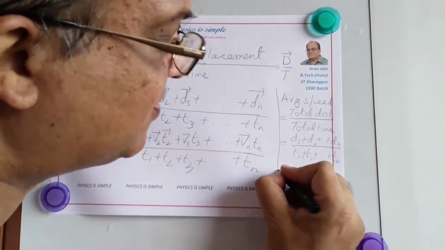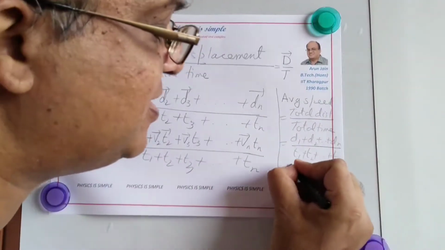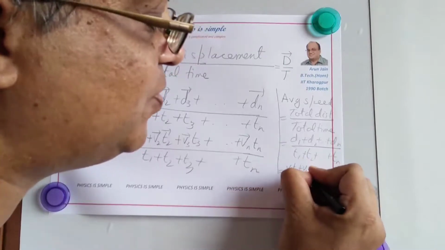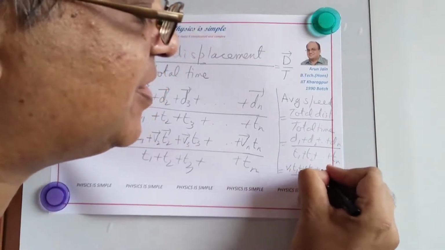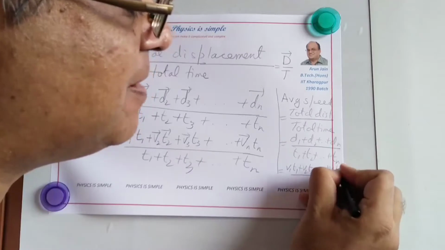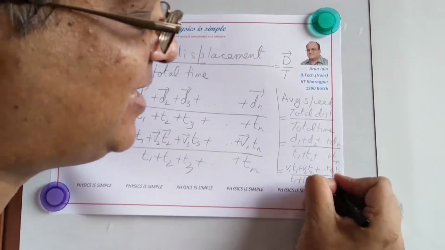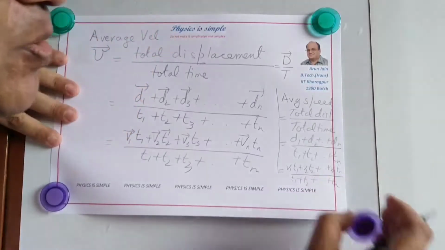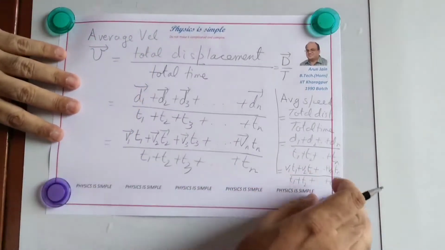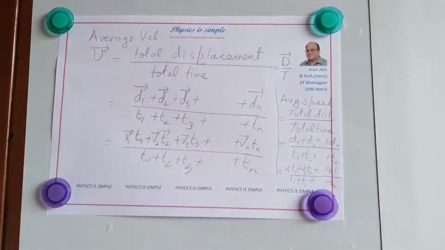We can write it in terms of speed: v1 t1 plus v2 t2 plus vn tn by t1 plus t2 plus tn. Exactly the same kind of equation, only the vector sign is not there because speed is a scalar. So average velocity is total displacement by total time, and average speed is total distance traveled by total time taken.